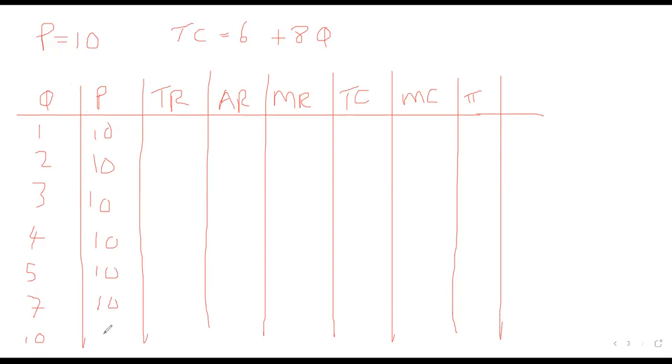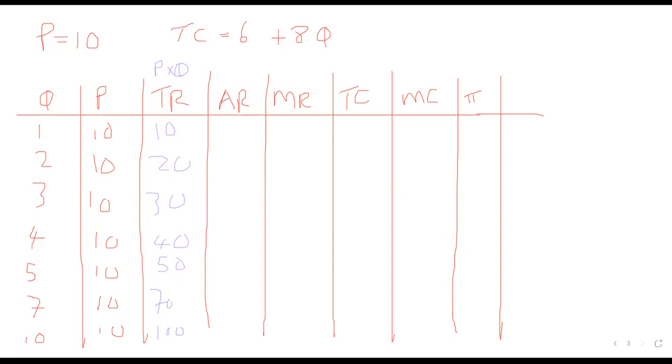Then total revenue, who remembers how to find total revenue? Total revenue is what? The quantity multiplied by price. Good. So here we get a 10, here we get a 20, here we get a 30, 40, 50, 70, and what? 100.